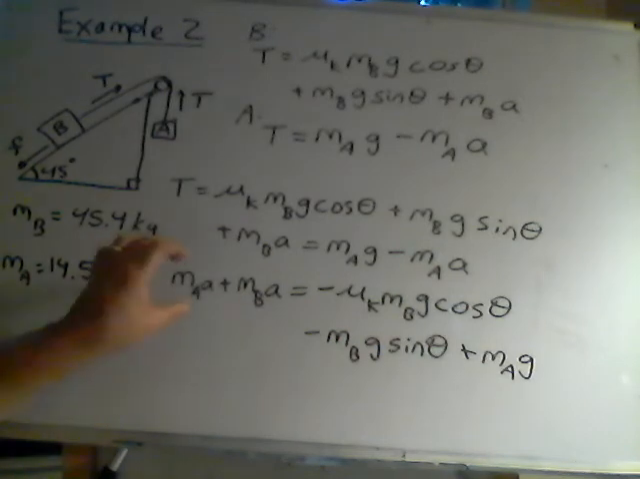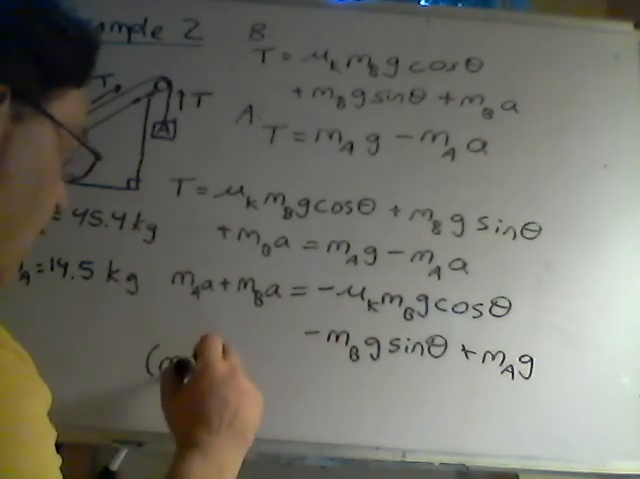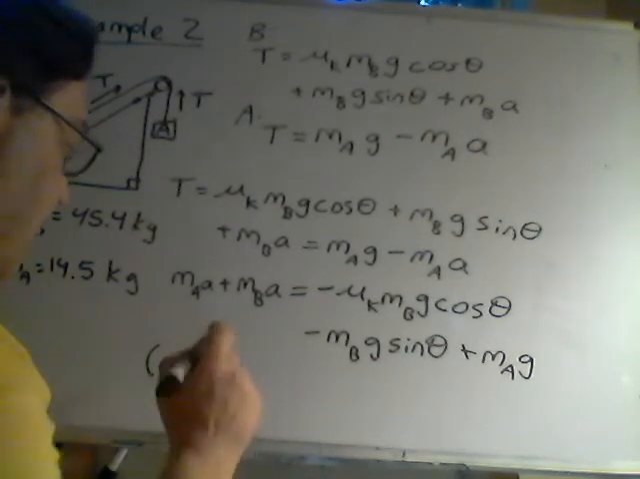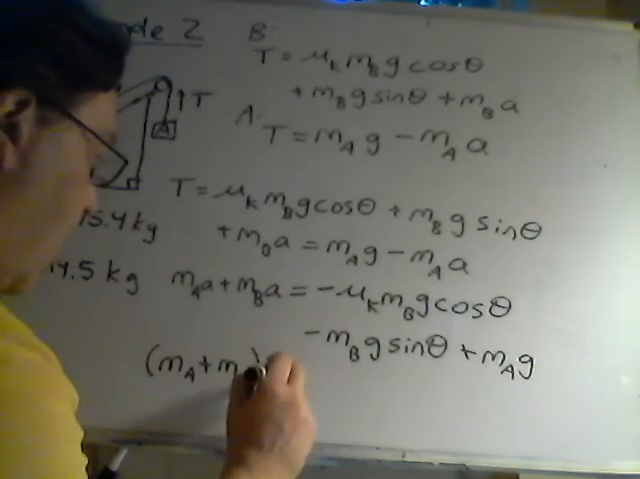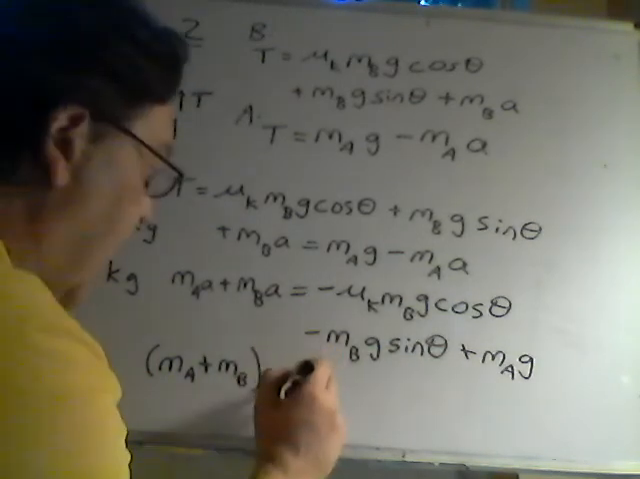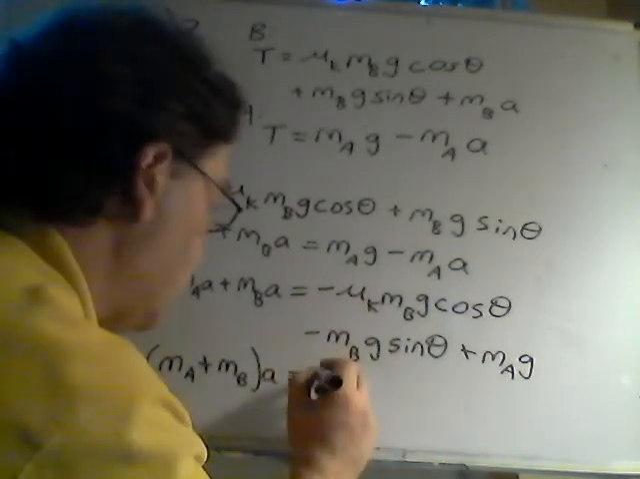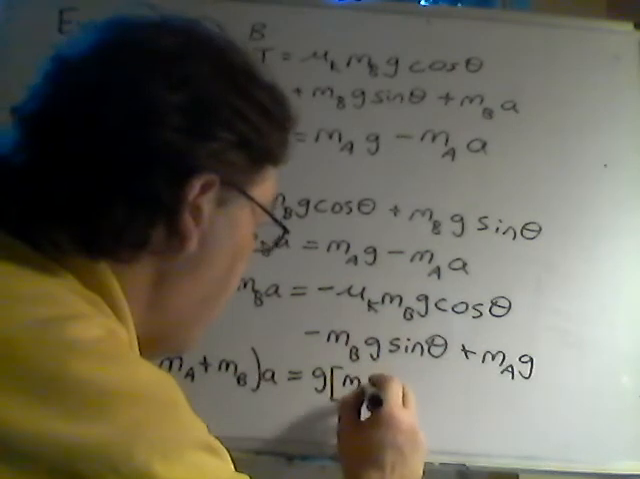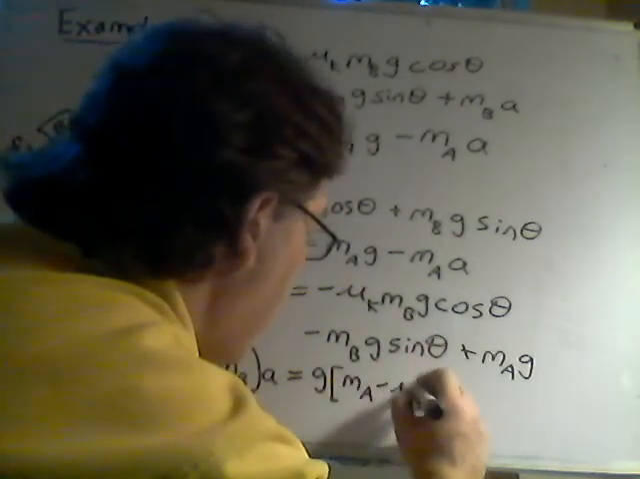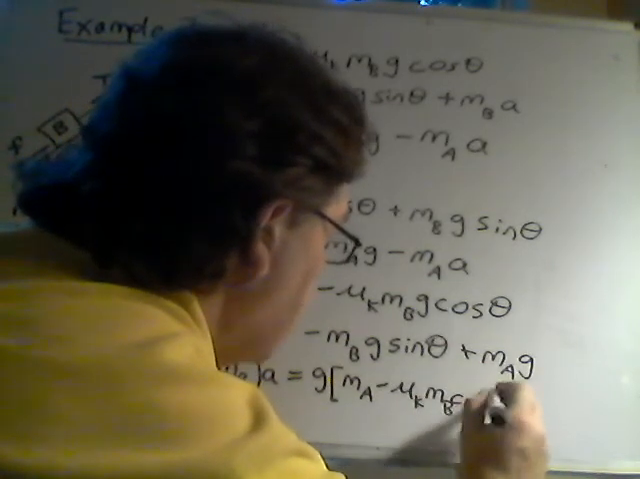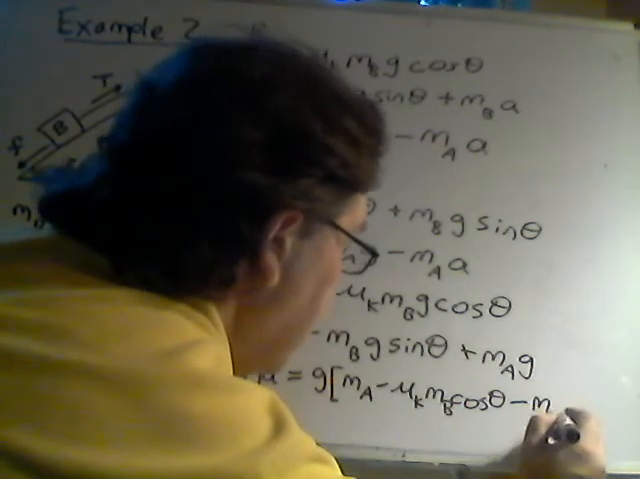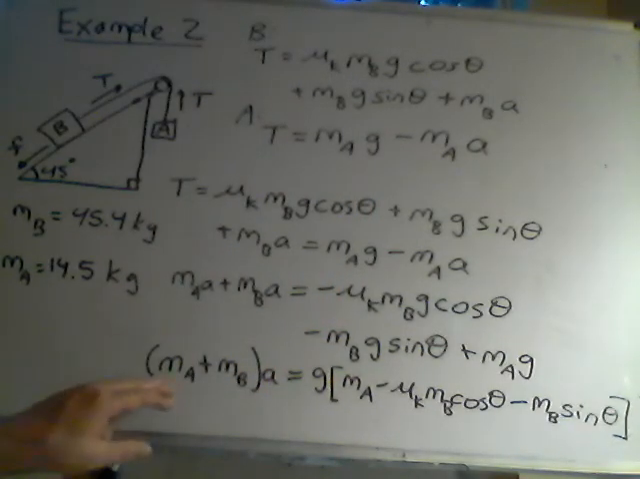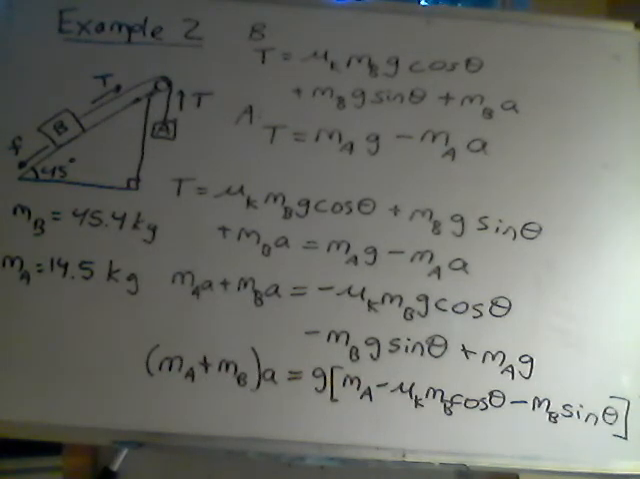What I'm going to do now is factor out the A's and then divide by, so let's just do one step at a time. So I have M sub A plus M sub B, I'm just factoring out A on the left-hand side, all multiplied by A. And on the right-hand side, I'm just going to factor out the thing that's in common, that's G. So G times bracket, M sub A minus mu sub K, M sub B, cosine theta, minus M sub B, sine of theta. All right, and all that is left to do is to divide both sides by the sum M sub A plus M sub B, and then I don't have an answer.